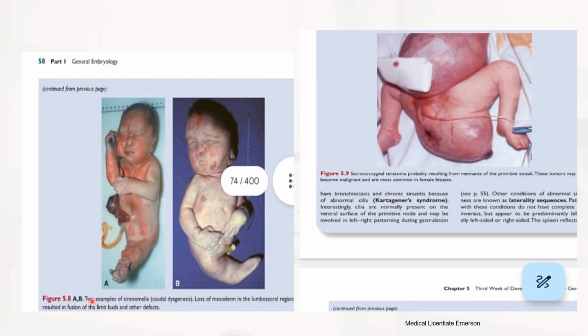These are two examples of what we call sirenomelia, which is termed caudal dysgenesis, where we have the loss of the mesoderm in the lumbosacral region resulting in the fusion of the limb buds and other defects. So here we have caudal dysgenesis, where there is loss of the mesoderm in the lumbosacral region which resulted in fusion of the limb buds and other defects. So there are other conditions which can occur in the third week.